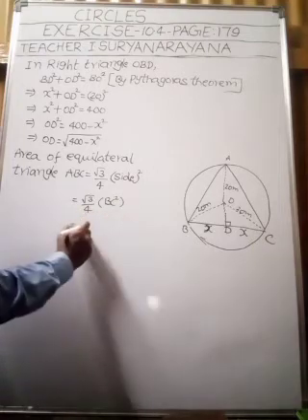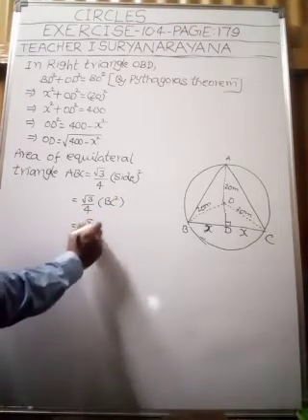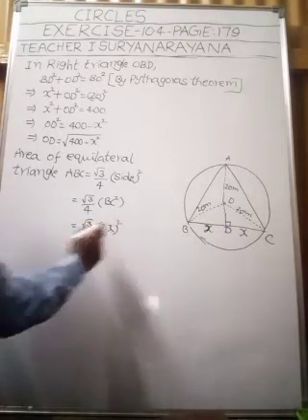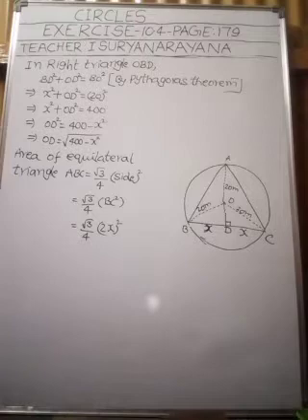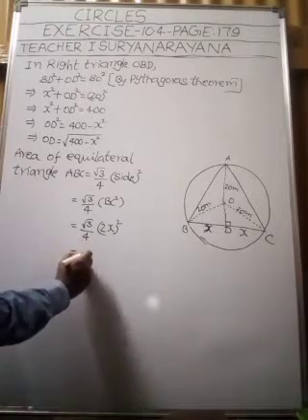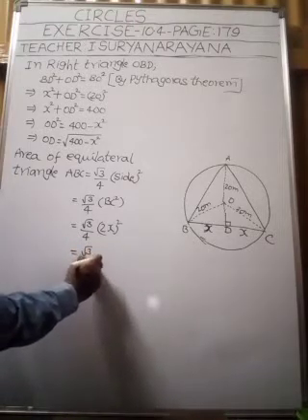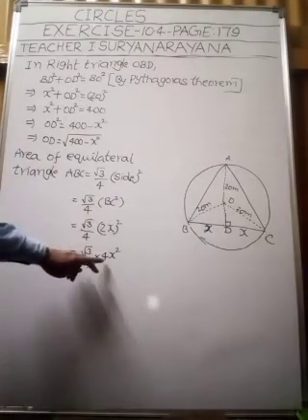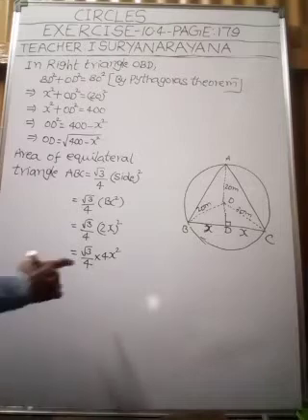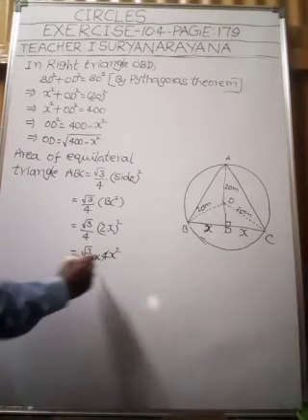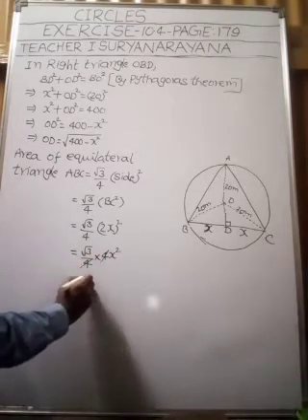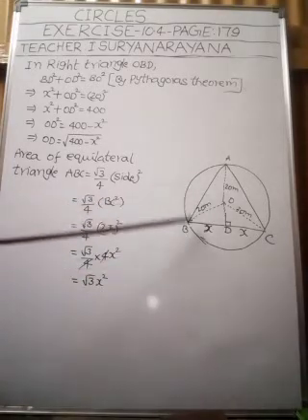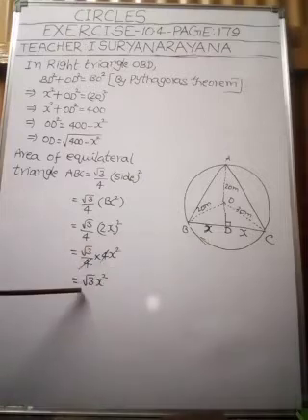Understood this step. So, root 3 by 4. BC means x plus x. Yes or no, my children? 2x whole square. Okay, my children, understood this step. So root 3 by 4 into 4x square. 2x whole square value is 4x square. Right, here 4 gets cancelled. That is equal to root 3 x square. This is the area of this equilateral triangle ABC.